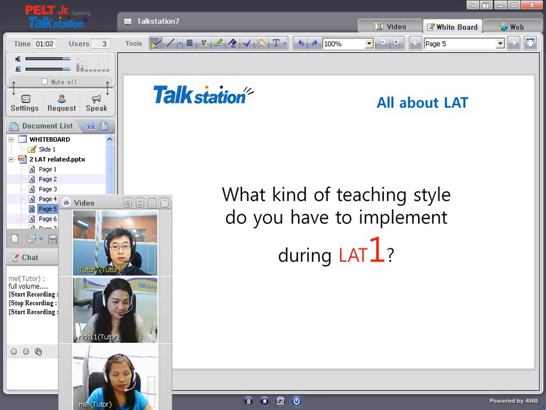Okay. Let's talk about teaching style. During LAT 1, what kind of teaching style would be most appropriate for our tutors to use?